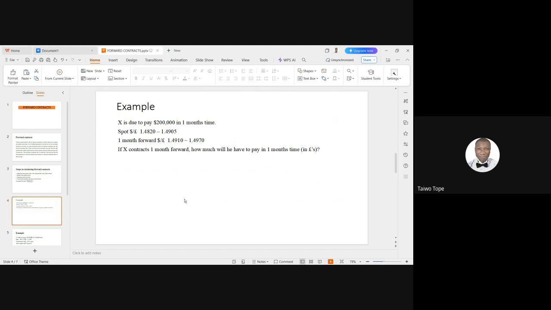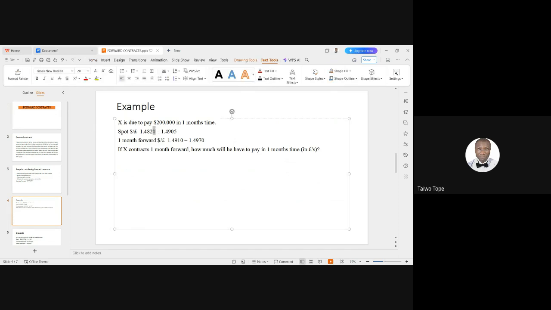$1.4905. So depending on whether the bank is buying or selling, this is a lower rate and this is a higher rate. If the bank is to buy, it will buy at a lower rate. If the bank is to sell, they will sell at a higher rate. So the point is this: the 1 month forward will now be what? If this contract is to be settled in the next 1 month, this will be the settlement rate. If the bank is to buy, it will buy at a lower rate. If they are to sell, they sell at a higher rate.